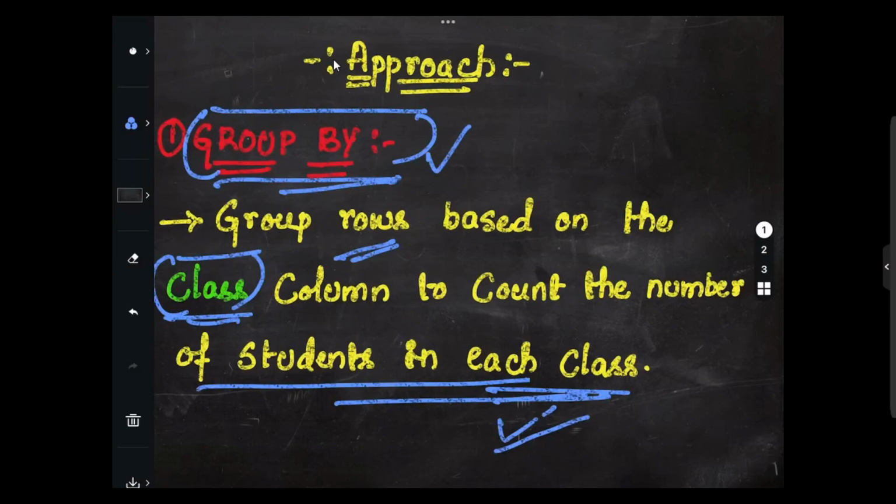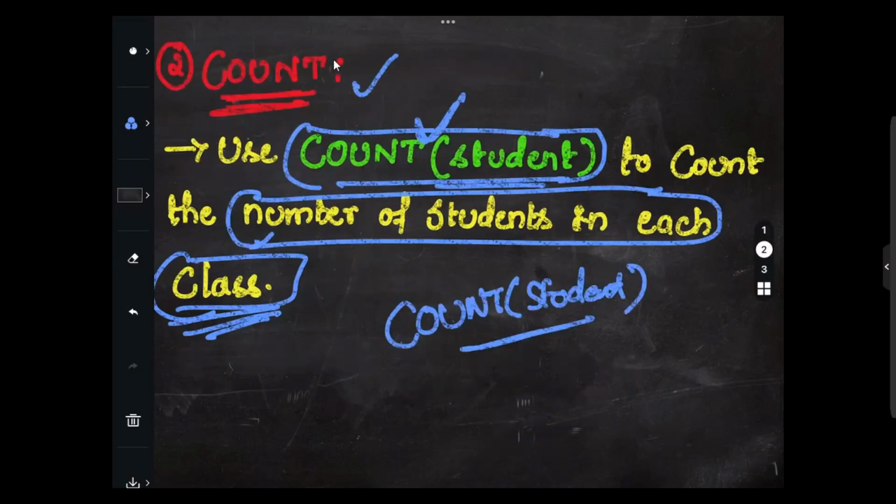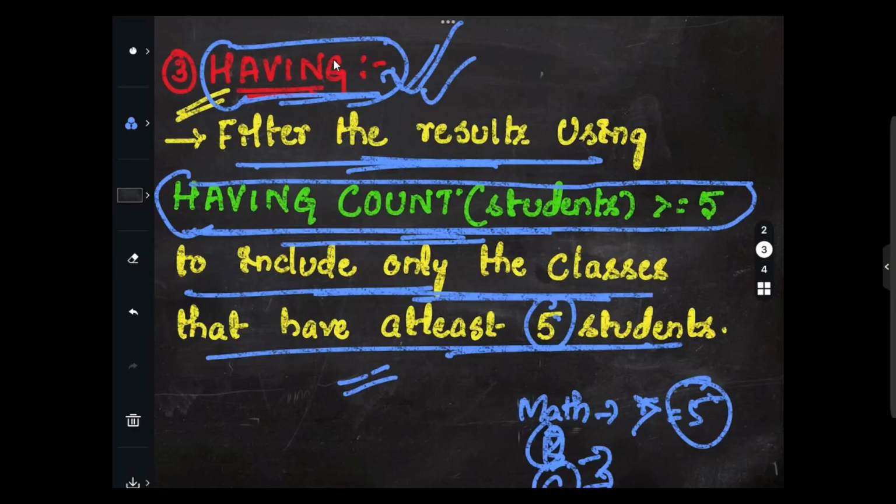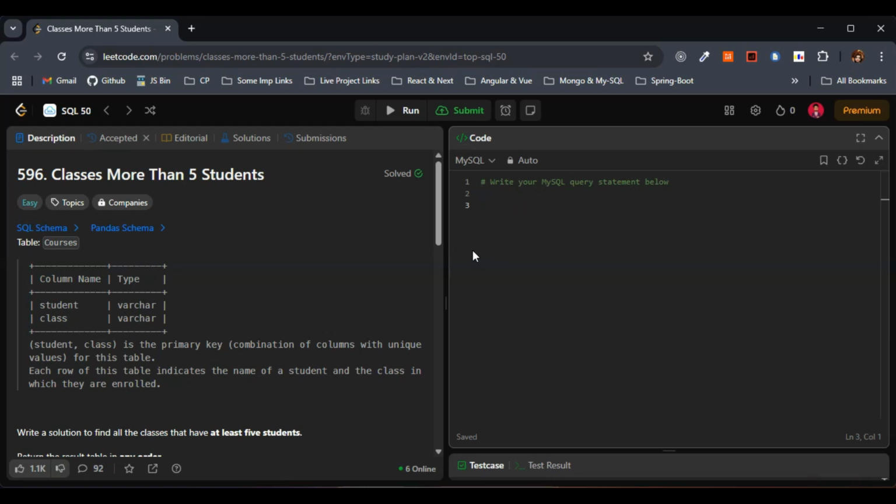These are the 3 steps. We'll be making use of the group by. First step, we'll be going with the count, second step, and we'll be making use of the having keyword as well. So I hope the approach is completely clear. Now let's start writing the query.